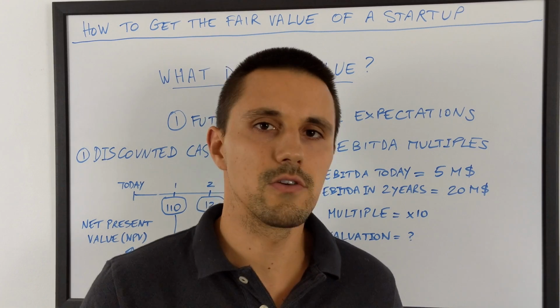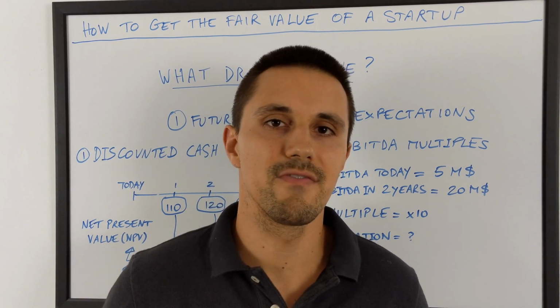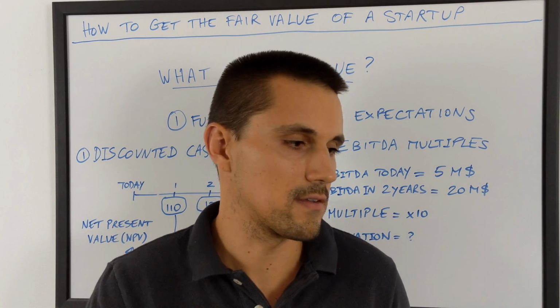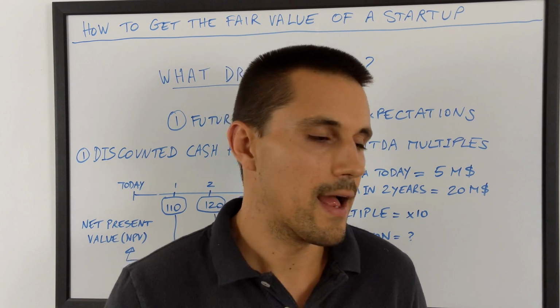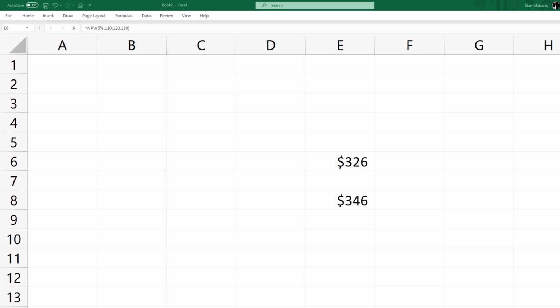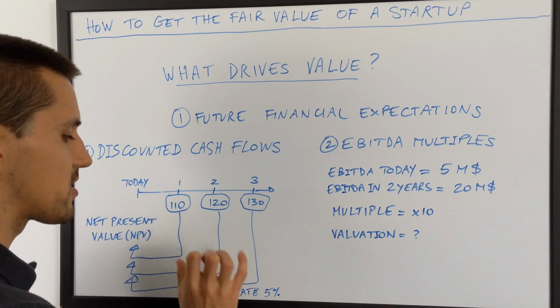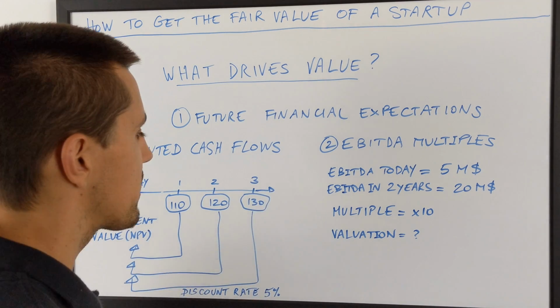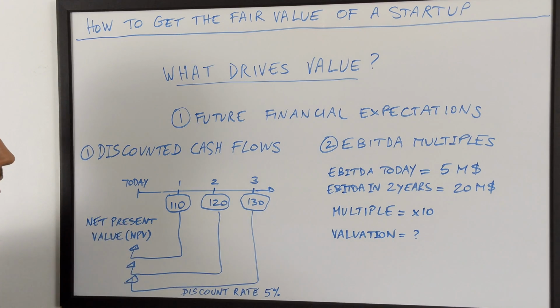Very simple. In Excel you can use the NPV, net present value formula, in 10 seconds you get the value. I'll give you an example. If you use these three cash flows, so 110, 120, 130, with a discount rate of 5%, it's going to give you a net present value of 325. Now let's look at what happens if you twist it a little bit in your favor and if you want to push the valuation up.